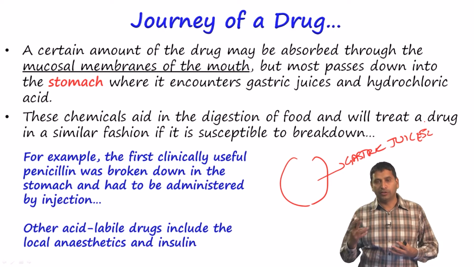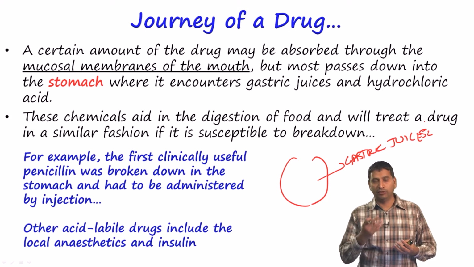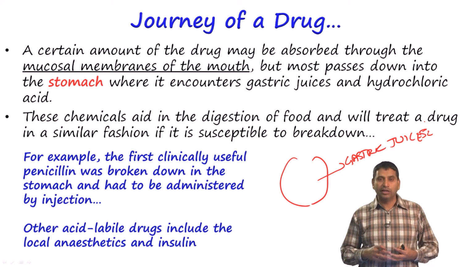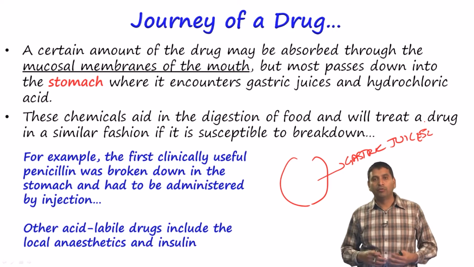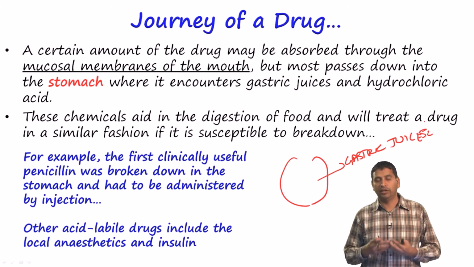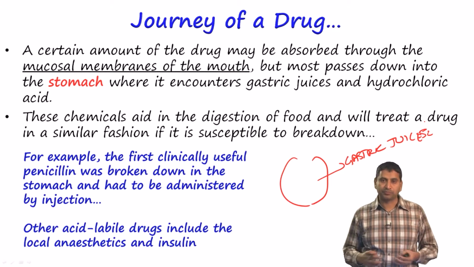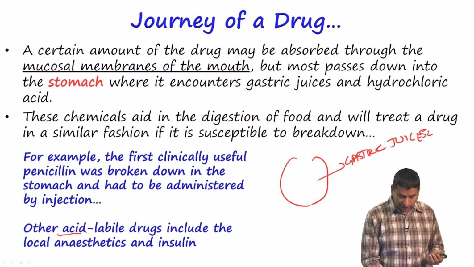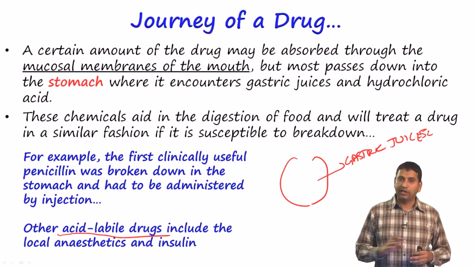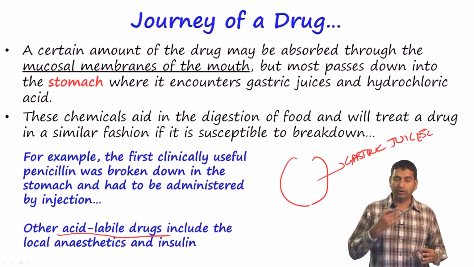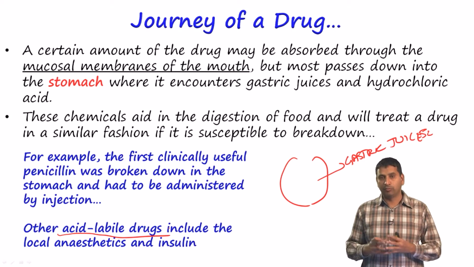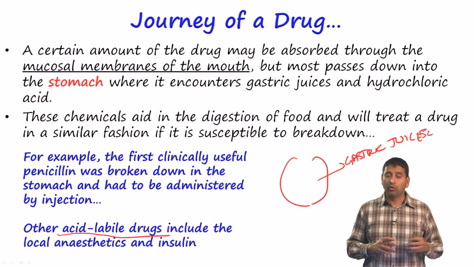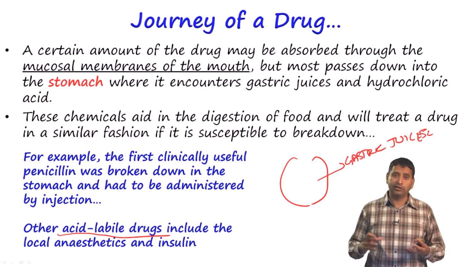For example, the first clinically useful drug, penicillin, when it is administered through the oral route, is actually broken down in the stomach. It is extremely unstable in acidic medium. So, even before it gets to the bacterium, which is where it has to act, it is actually broken down. These types of drugs are known as acid labile drugs. Acid labile drugs are not useful to be given orally, and some of the other examples are fairly large proteins such as insulin or even local anesthetics. These are actually administered either through the blood or through inhalation.